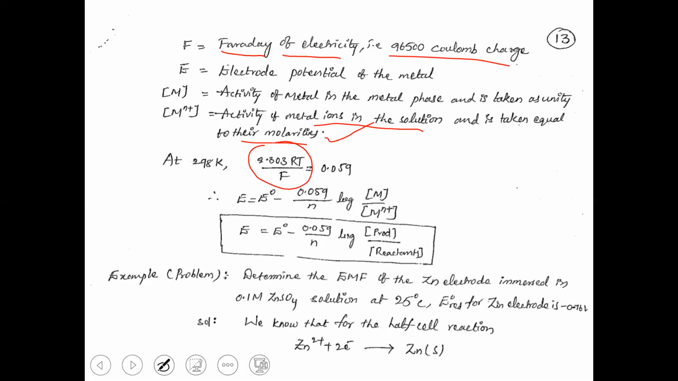after substituting all the values of R, T and F, we can get the value of 2.303 RT by F. That value is equal to 0.059. The equation becomes like this. Therefore, we can write the equation this way: E is equal to E naught minus 0.059 by N log concentration of M by concentration of M plus.